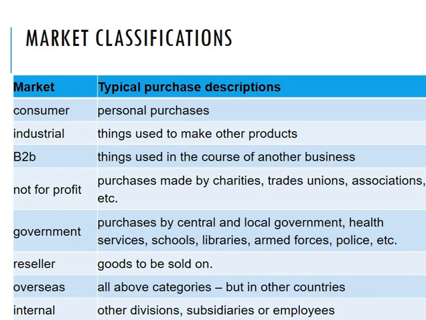These are just some market classifications that you should know. What is a consumer? What is an industrial buyer or industrial product? What is B2B, nonprofit, government, resellers, overseas, internal responsibilities? These are overviewed in your chapter, so I'm just going to leave that here. You can make some handwritten notes on it if there's more in the chapter that you would like to help you understand those classifications.